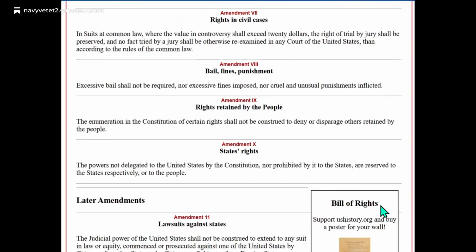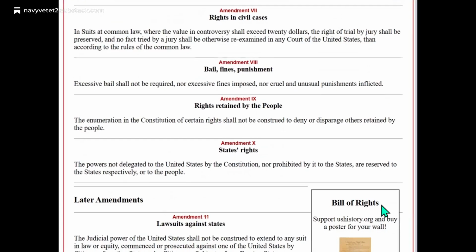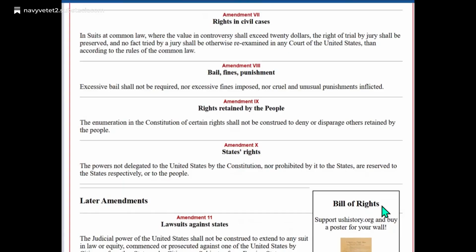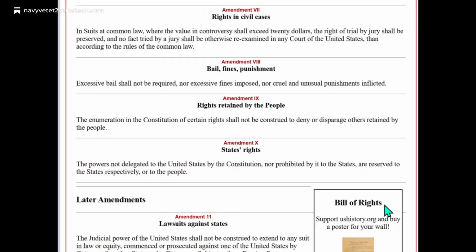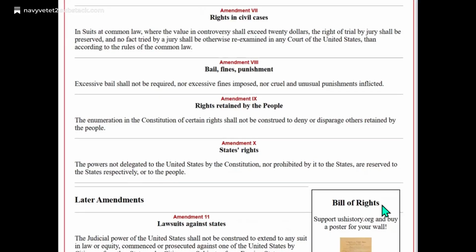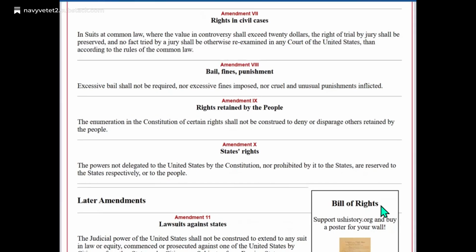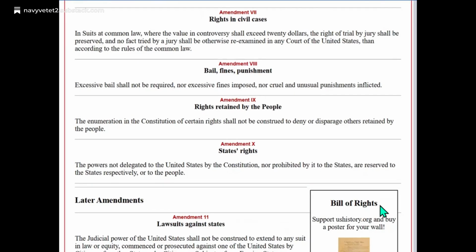In suits at common law, where the value in controversy shall exceed $20, the right of trial by jury shall be preserved, and no fact tried by a jury shall be otherwise reexamined in any court of the United States than according to the rules of the common law. That's more than a mouthful when you're talking to an attorney, because what is common law?